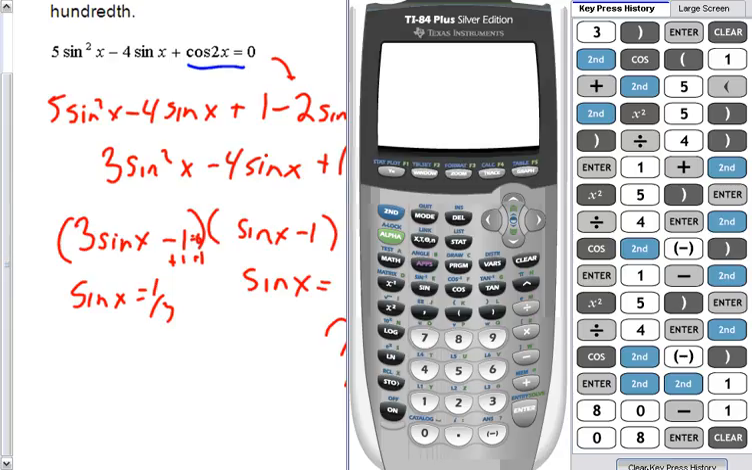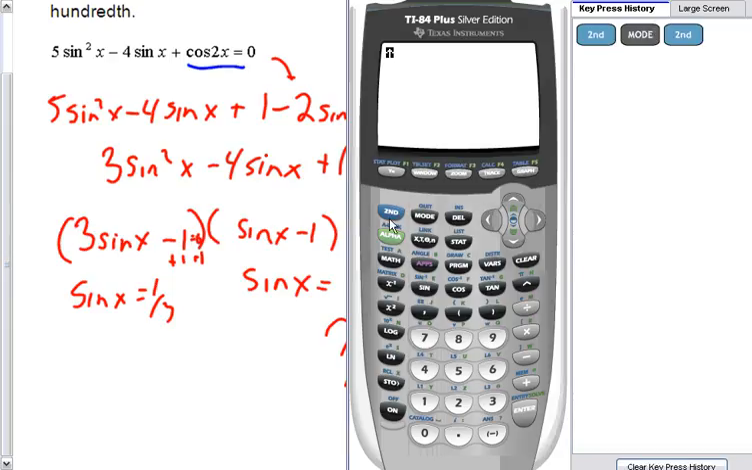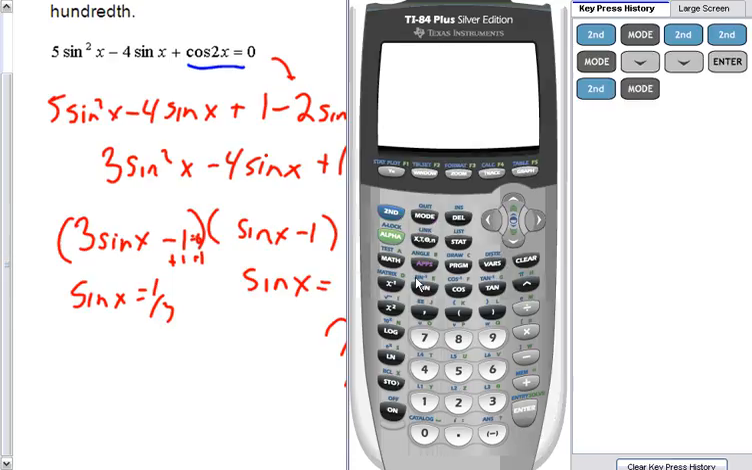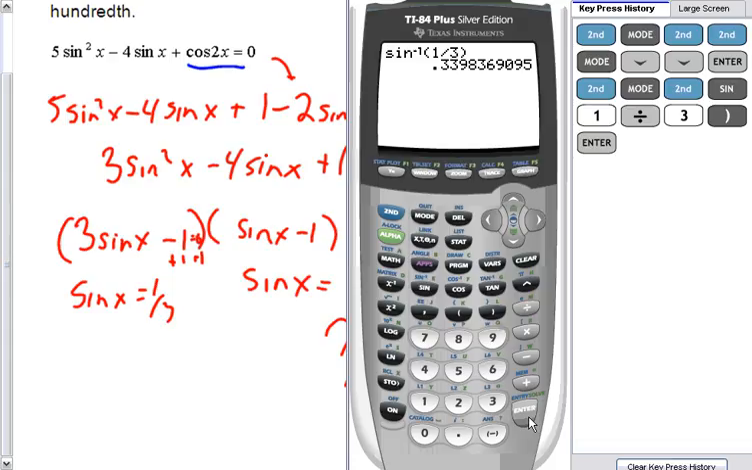First things first, we better change our mode. Our mode is right there, over to radian. All right, so we're in radian mode, so I can do arc sine of 1/3. First things first, quadrant 1, and quadrant 2 should be our angles. That means between 0 and pi is where our angle should be. Quadrant 1 is 0 to pi over 2, so 0 to 1.57. If I do the arc sine, I get 0.3398.